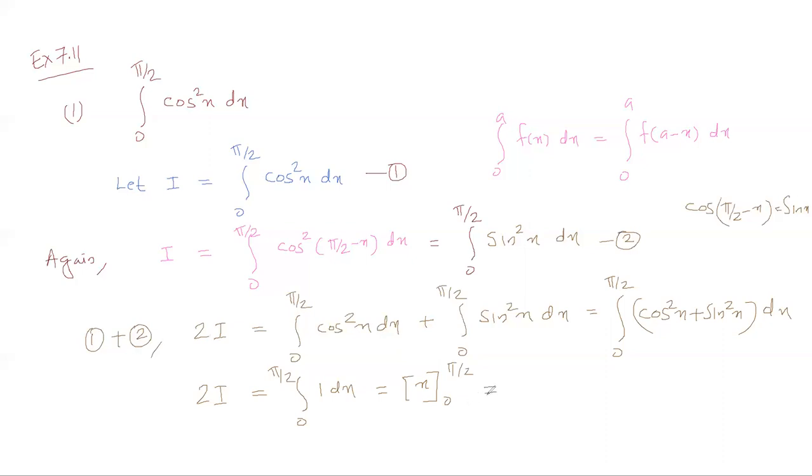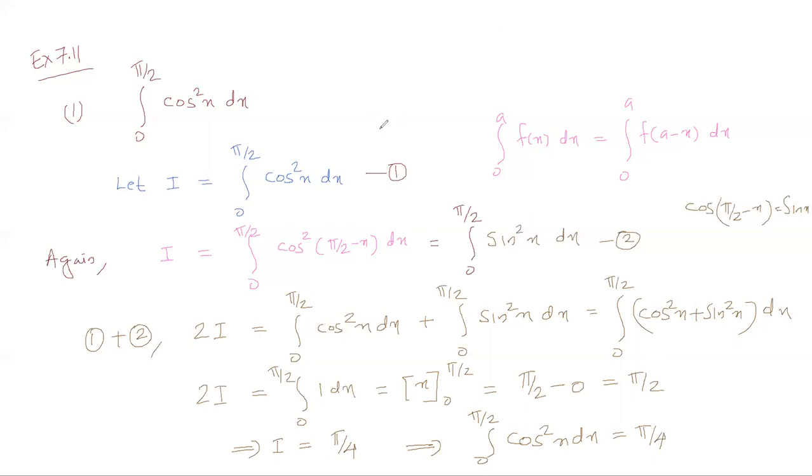That can be calculated by upper limit minus lower limit. First the upper limit, x is equal to pi by 2: pi by 2 minus 0, which is pi by 2. That implies 2I is equal to pi by 2, so I is equal to pi by 4. That implies the integral 0 to pi by 2 cos square x dx is equal to pi by 4.